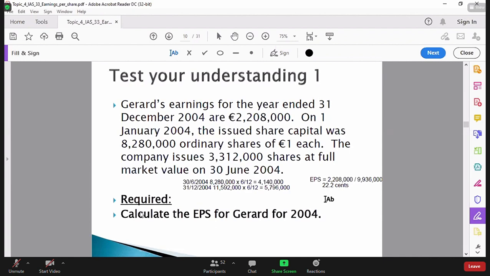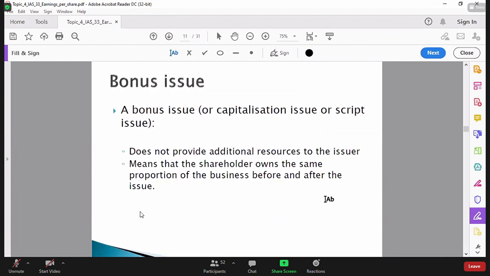Now let us proceed with the next one. Bonus issue. It is very similar, not very similar, but the bonus issue, like we defined earlier just now, is an extra shares to the existing shareholders. Or capitalization issue or scrip issue, they call it. It does not provide additional resources to the issuer. Okay, issuer is the company. It means that the shareholder owns the same proportion of the business before and after the issue.